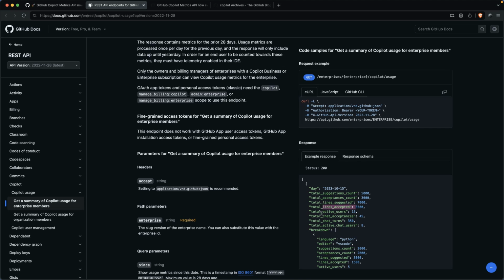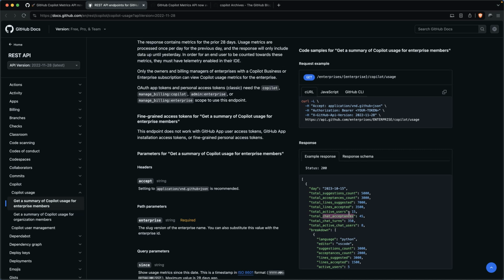All right, then we have the active number of users. Again, that looks like a metric that Microsoft cares about. The end users probably don't care about that much. Okay, and then we also have similar metrics for chat. So instead of just suggesting code inline, this would be the number of chats that have happened, I guess.